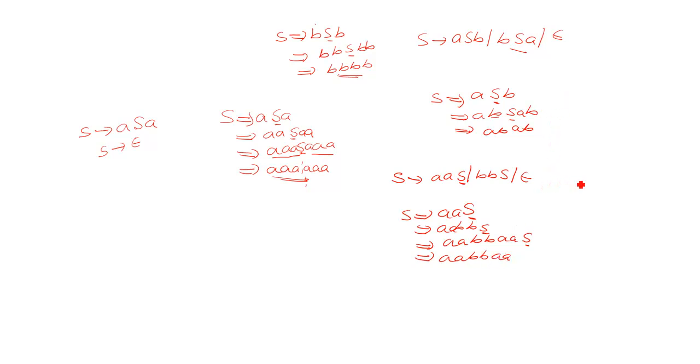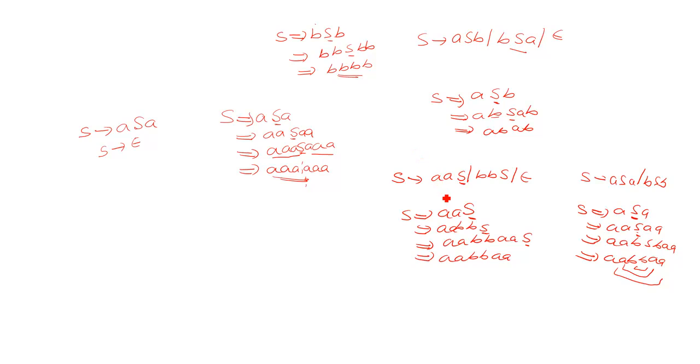Instead, if I write S produces ASA or BSB, then what happens? For every A, I'm generating an A. For every B, I'm generating a B. S produces ASA, this I will write as A S A. For this S again one more ASA. For this S I will take BSB. The two A's I will keep as they are. Whenever I want to end, I get BAA. As I can see, I'm generating palindromes here. The strings are totally different, so ASB and ASA give different patterns. That is the difference.